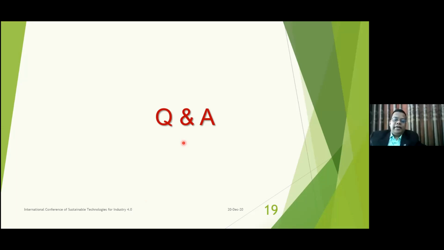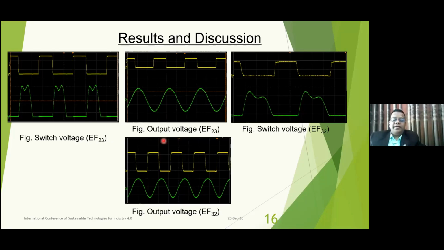Yes, actually, I'm curious about your hardware implementation. We saw some results, but what is the duty cycle? For this type of inverter, there is an optimum duty cycle that comes from the theoretical analysis. For the class EF23 inverter, the optimum duty cycle is 0.4, and for EF32 it is around 0.6. Okay, so it's around 0.5. You are using a MOSFET, right? Exactly, right.